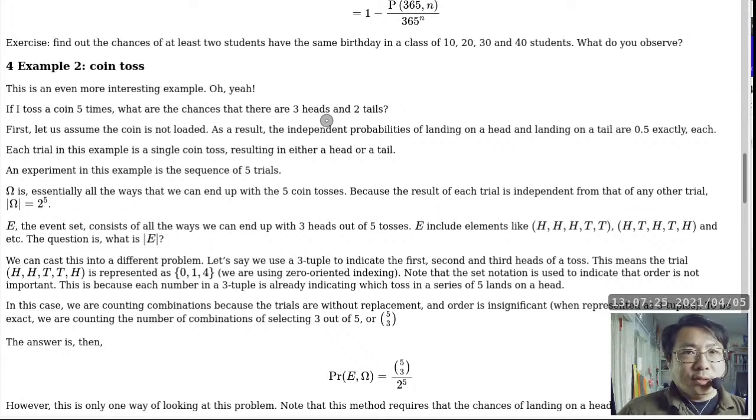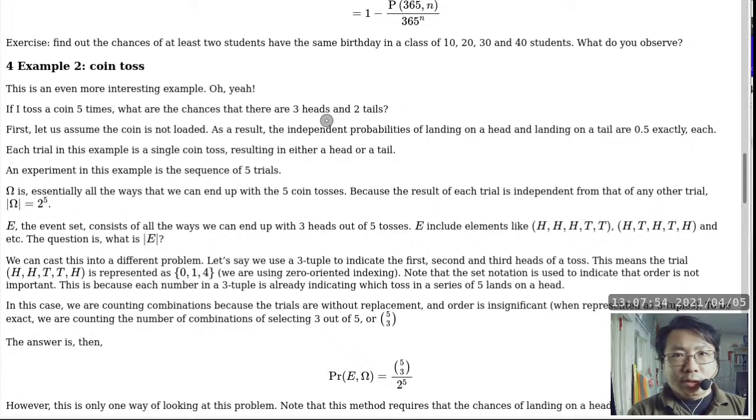In this case, ordering is not important, so I can have head, tail, head, which is interleaving the heads with tails, or I can have head, head, tail, tail, or I can have tail, tail, head, head. In other words, I don't really care about the ordering, as long as I end up with 3 out of the 5 tosses landing on heads, it counts as my event.